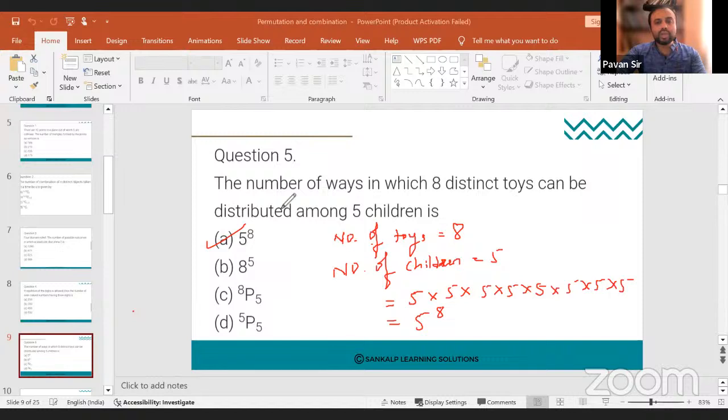Because each toy can be distributed in how many ways? 5 ways, correct? Total 8 toys are there. So we can distribute them as 5 into 5 into 5, and so on up to 8 times. That is nothing but 5 raised to 8.